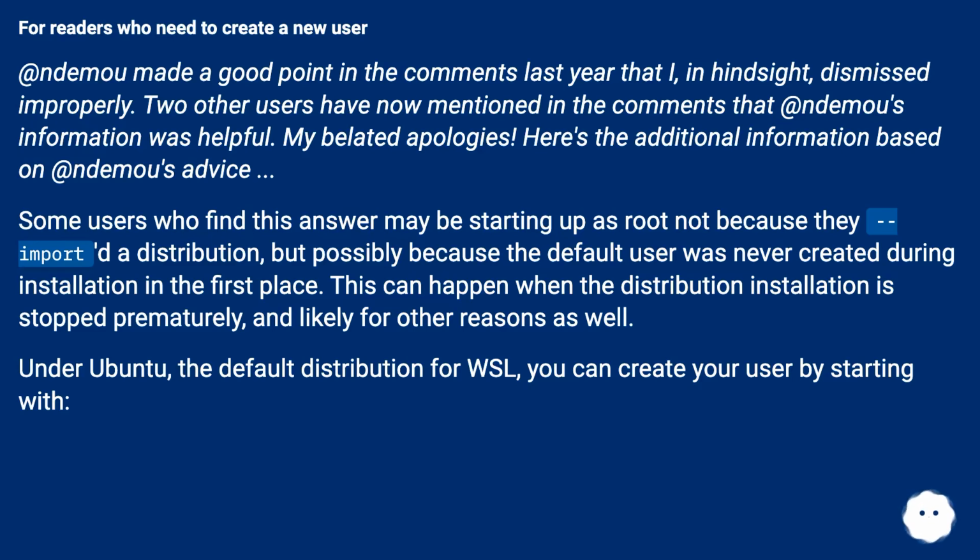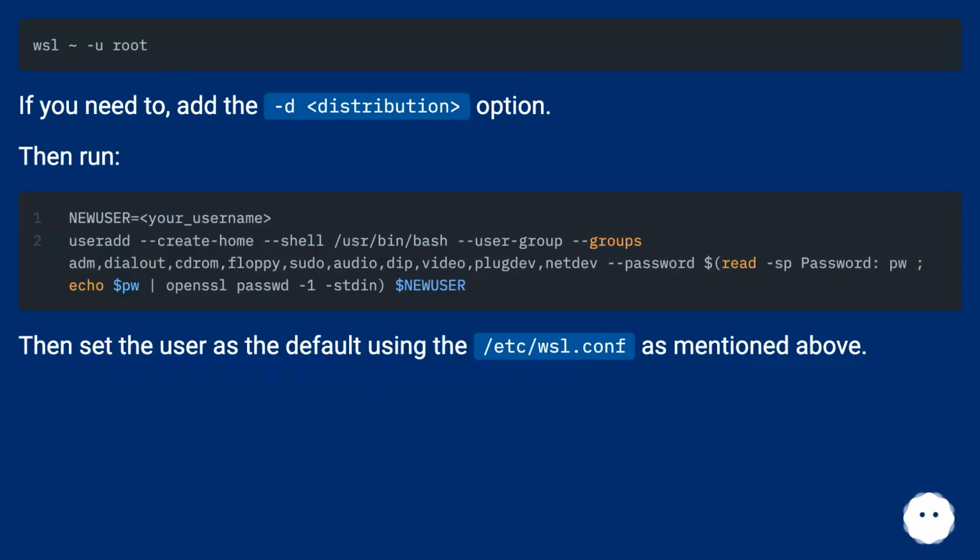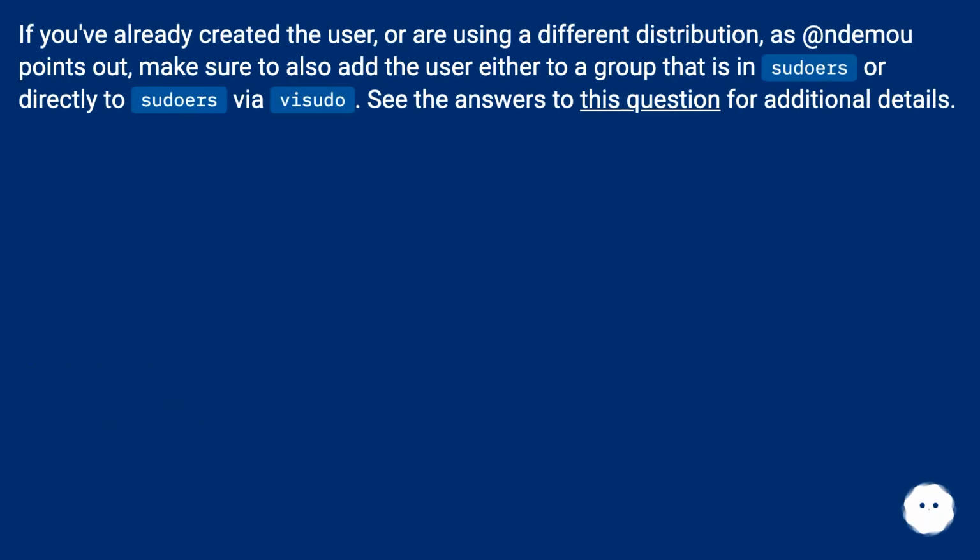Under Ubuntu, the default distribution for WSL, you can create your user by starting with the following. If you need to, add the -d option. Then run the following. Then set the user as the default using the /etc/wsl.conf as mentioned above. If you've already created the user or are using a different distribution, as @ndemu points out, make sure to also add the user either to a group that is in sudoers or directly to sudoers via visudo. See the answers to this question for additional details.